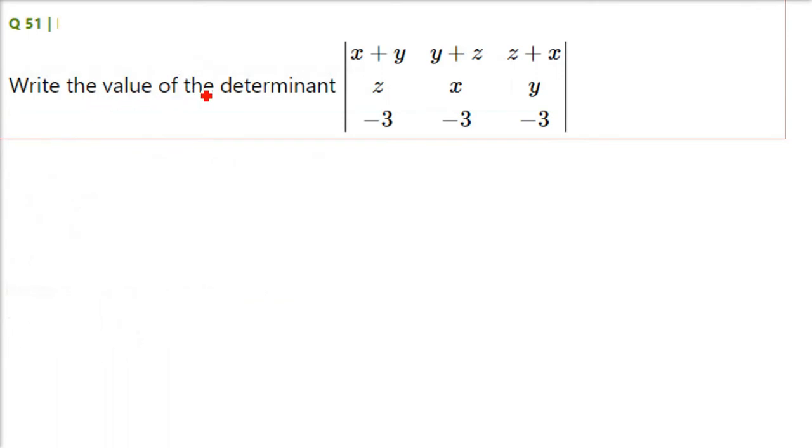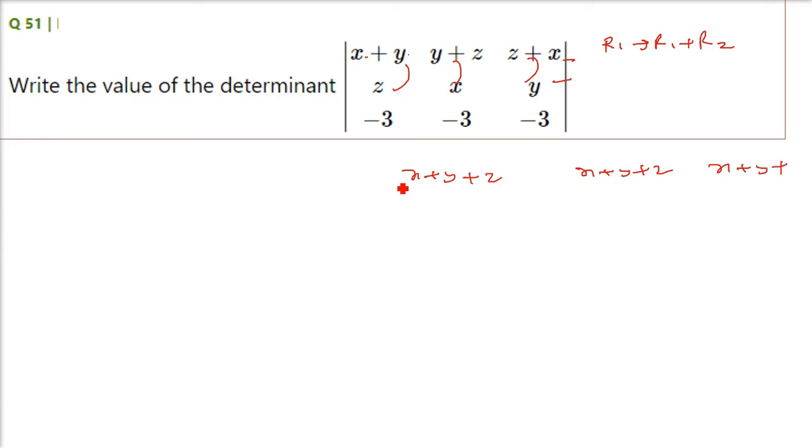Write the value of the determinant, this one. So there are multiple ways to do it. First of all, you have negative 3 in the third row. You can take negative 3 outside. You can add row 1 and row 2 to get x plus y plus z, because x plus y plus z will be in the first row. All the values, x plus y plus z, x plus y plus z, x plus y plus z, and you can take this x plus y plus z common.